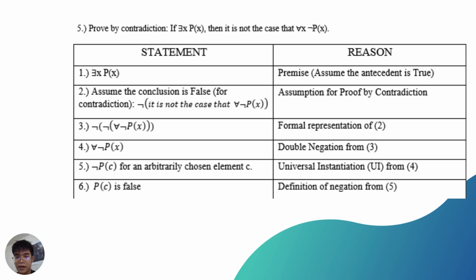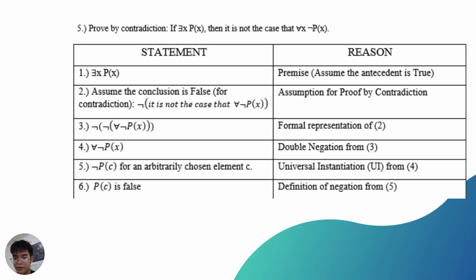Next statement is we have for all, we can read this as for all x, p of x is false. Now this is the formal logic notation for the assumption in step 2. Now we have in step 4, applying the double negation rule on step 3, we simplify the assumption. This now means for all x, p of x is false.